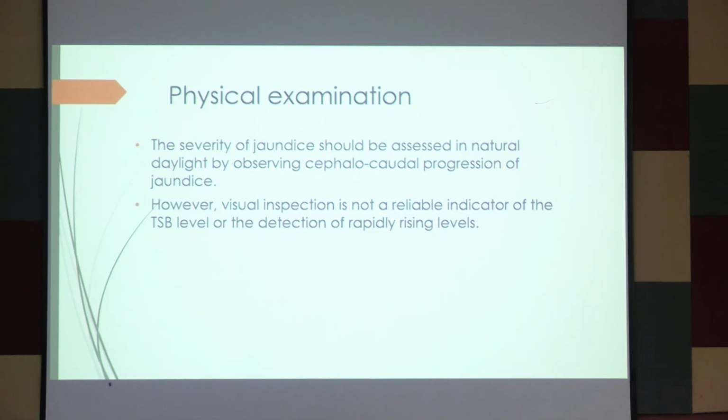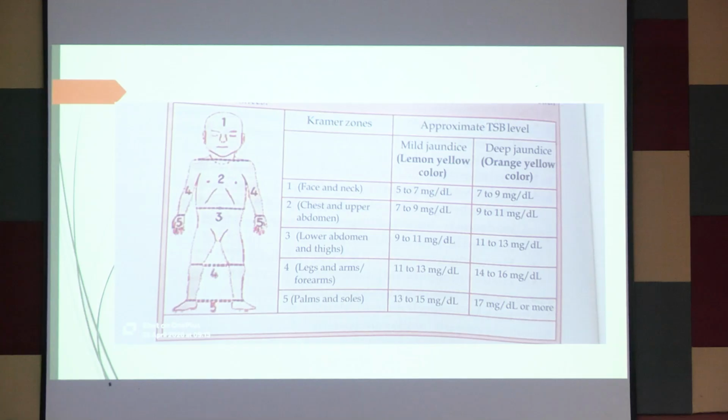However, visual inspection is not a reliable indicator, but commonly for screening purposes we do this visual inspection and assessment of clinical jaundice, by following Kramer's rule. Now, there are 5 Kramer's zones. Number 1, face and neck. If there is mild jaundice, the level will be 5 to 7 milligram per deciliter, and if there is deep jaundice, orange yellow color, the level will be 7 to 9 milligram per deciliter.